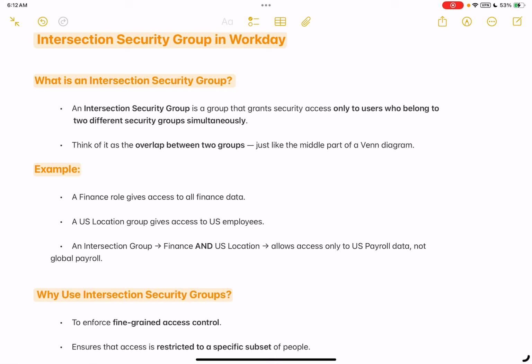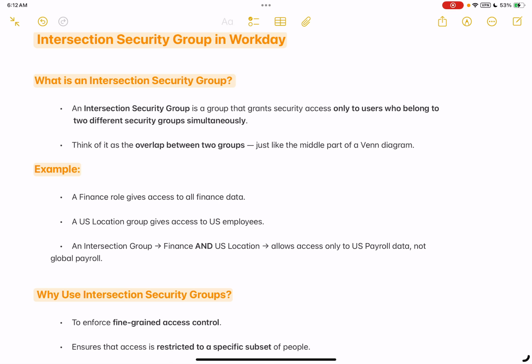For example, a finance role gives access to all finance data. A US location group gives access to US employees. An intersection group is finance and US location, which allows access only to US payroll data, not global payroll data.